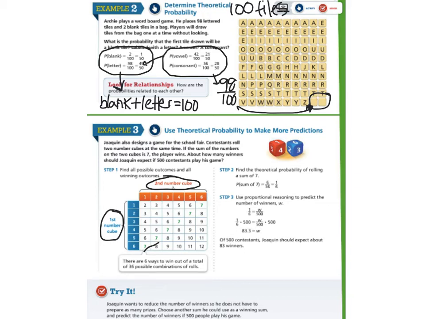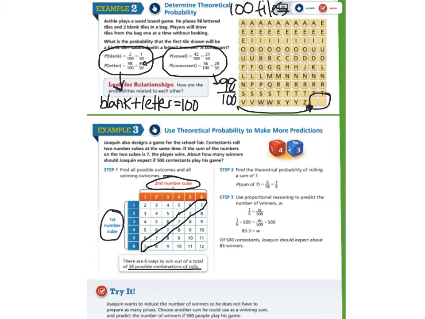Here, we see all the places where he can get the number 7. From a 6 and a 1, a 5 and a 2, a 4 and a 3, a 3 and a 4, a 2 and a 5, or a 1 and a 6. So there are 6 ways to win this game out of a total of 36 possible combinations of rolls.